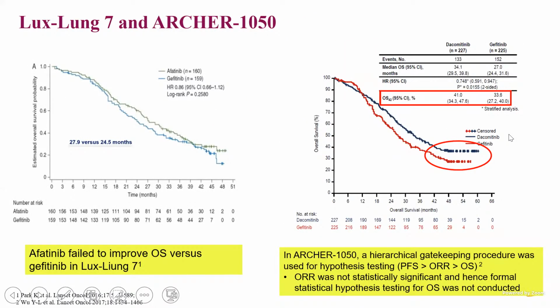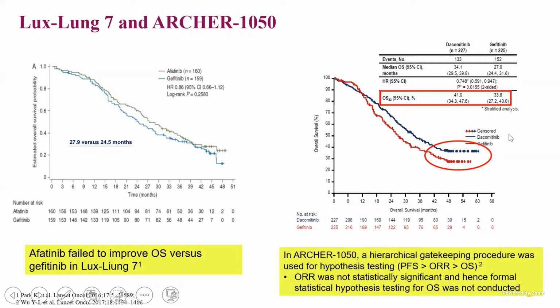LUX-Lung 7 and ARCHER 1050. You can see here also afatinib versus gefitinib, hazard ratio 0.86 and 27.9 versus 24.5 months. So afatinib failed to improve overall survival versus gefitinib in LUX-Lung 7. So there was no improvement in overall survival.